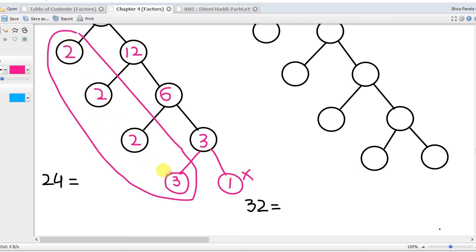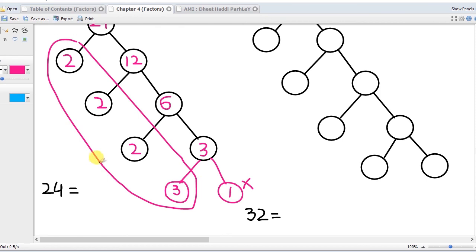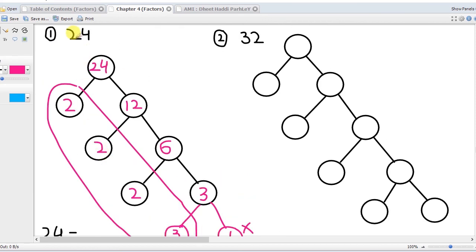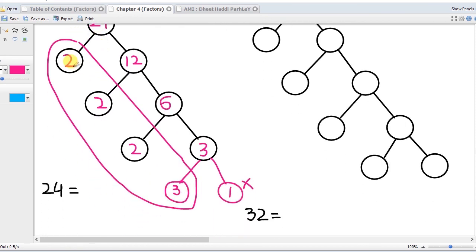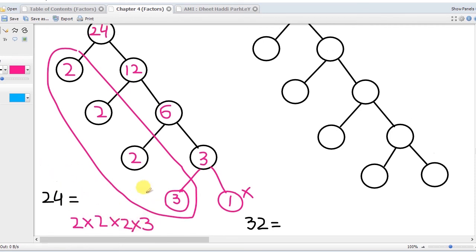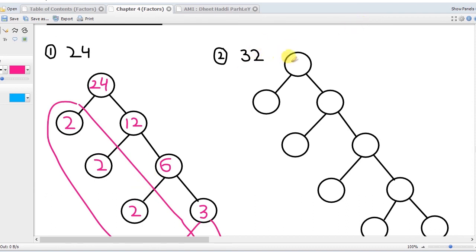Besides all these numbers, the ones on the left side are your prime numbers. So the prime factors for number 24 are 2 times 2 times 2 times 3. If you multiply all these numbers, you'll get back 24, right? Okay, next 32.